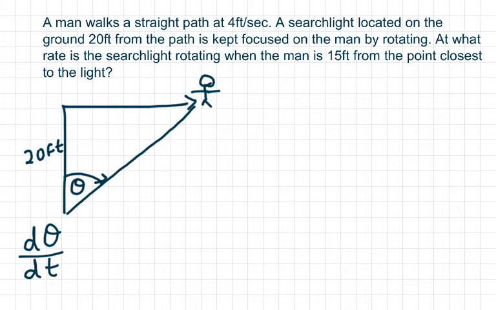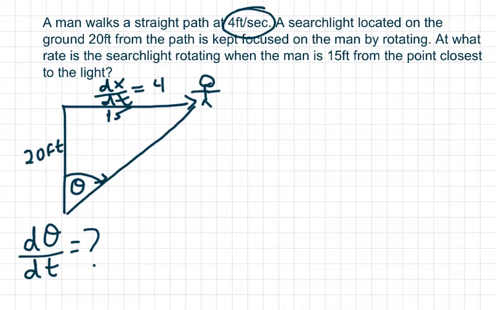We've got a dx over dt up here, because he's walking away at 4 feet per second. We do know this is 15, so real quick, we can do Pythagoras theorem. Oh, here, we're looking for that guy. We can do Pythagoras theorem.